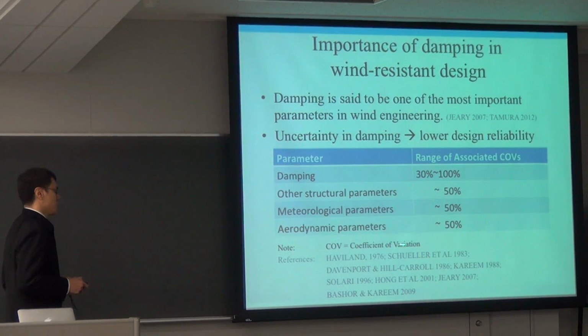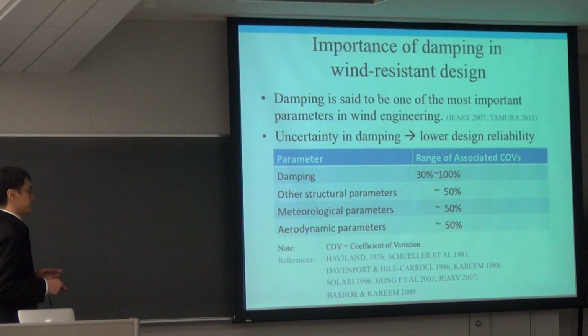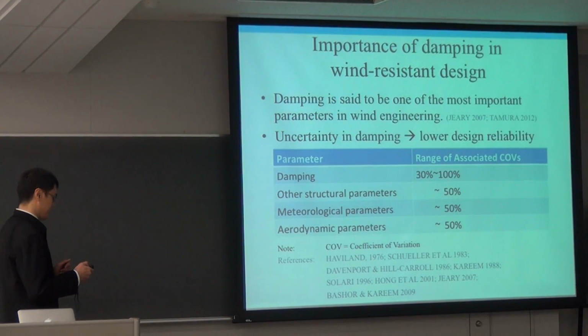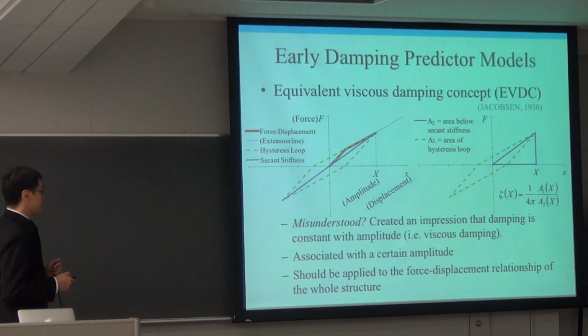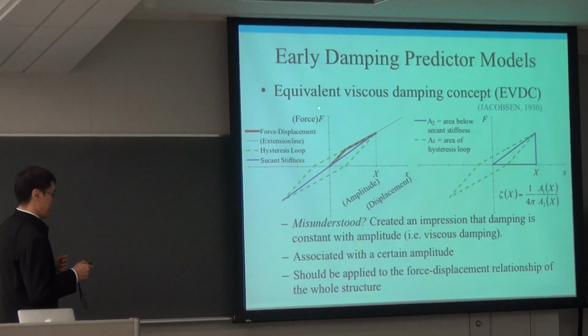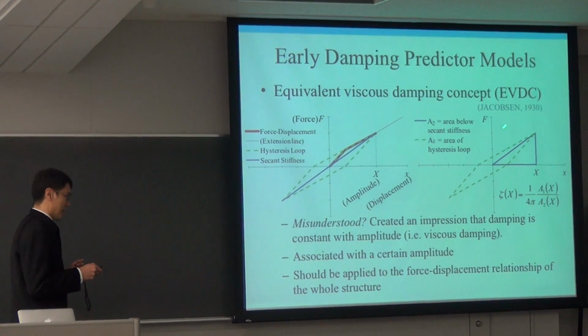design reliability. So, for example, I looked at different studies that took a look at uncertainties in wind loading parameters, and basically damping is associated with the highest coefficients of variation, as high as 100%, whereas other wind loading parameters are associated with COVs only as high as 50%. And of course, many people have already studied damping. For example, the early damping models were predicated upon the equivalent viscous damping concept pioneered by Jacobson back in 1930.